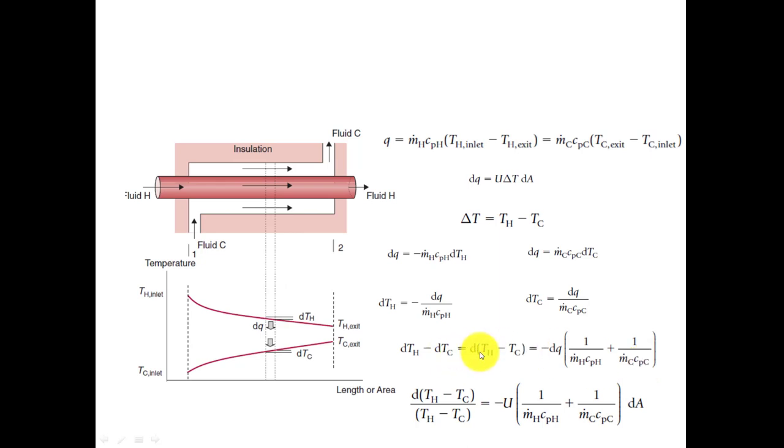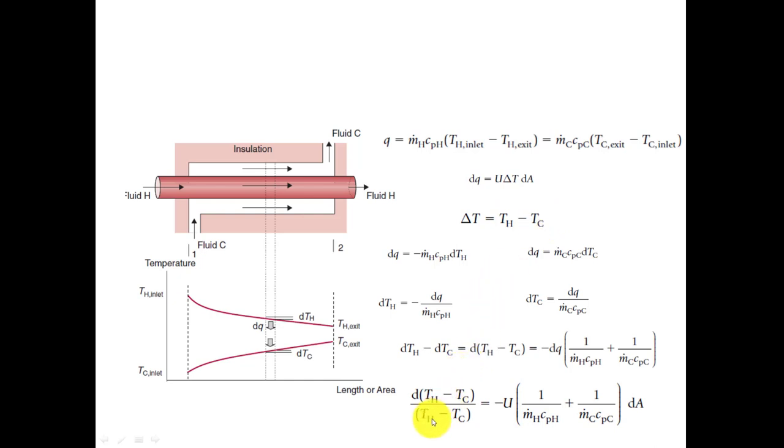So from here we are left with d(Th minus Tc) equals minus dq times the bracket whatever the value has been shown. Now in the next step, we will put the value of this dq from here, and this dq we know is U del T dA. So when I write the value of dq here, it will equal U as it is. In place of del T, I have written here Th minus Tc.